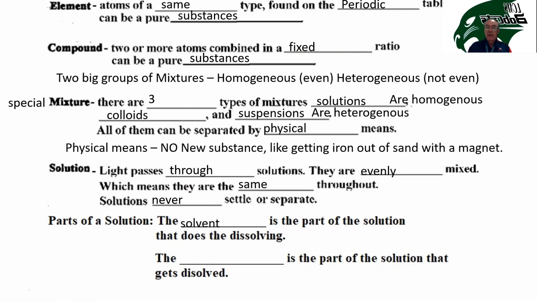Parts of the solution: the solvent is the part of the solution that does the dissolving. So sometimes if you have something like paint thinner, it's called a solvent. Or if you use nail polish remover, it's a solvent because it dissolves. It does the dissolving, like of the fingernails or the paint. The solute is the part of the solution that gets dissolved. If you put salt into water, the salt would be the solute, and the part that does the dissolving, in the example of salt water, would be the water, because the salt is going to dissolve into the solvent.